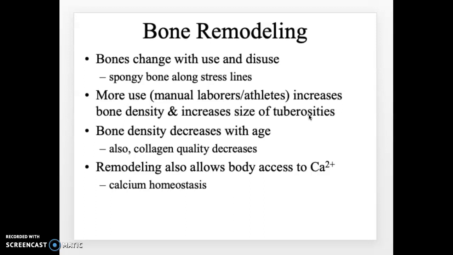Remodeling is also really useful to gain access to calcium. So if we have excess calcium in the blood, we deposit it into the bone, and if we have too little calcium in the blood, we take it out of the bone. So we maintain calcium homeostasis through this process of remodeling.